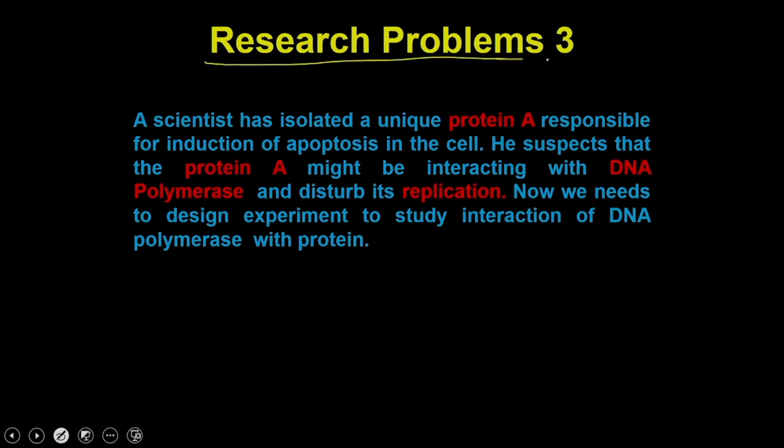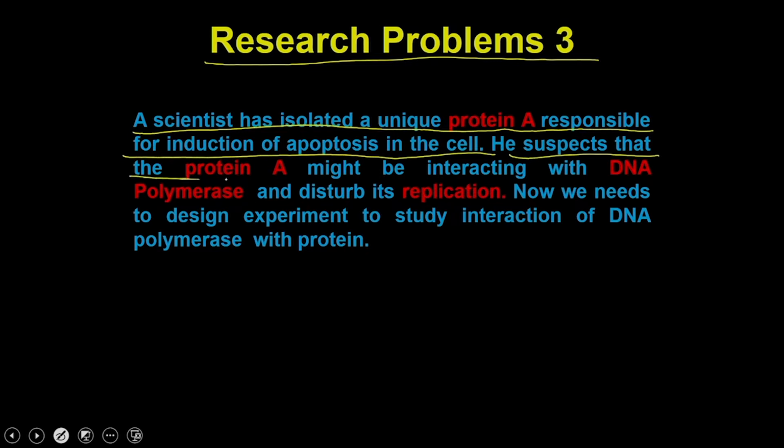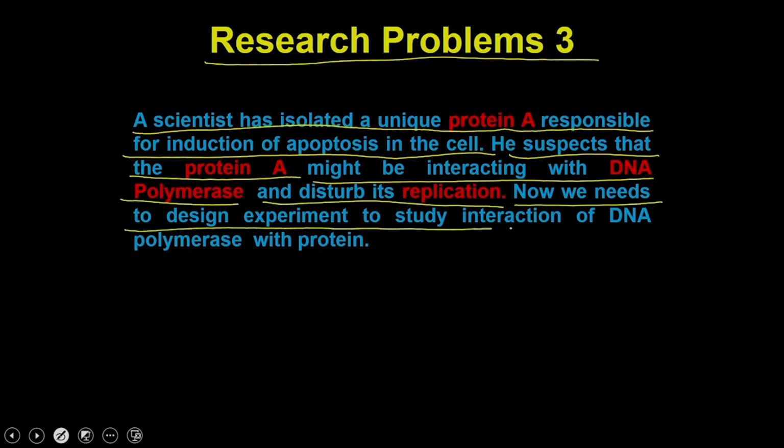So, in research problem number 3, a scientist has isolated a unique protein A responsible for induction of apoptosis in the cell. He suspects that protein A might be interacting with the DNA polymerase and disturbing its replication. Now, we want to design an experiment to study the interaction of the DNA polymerase with the protein.